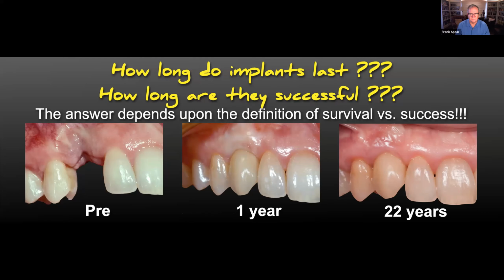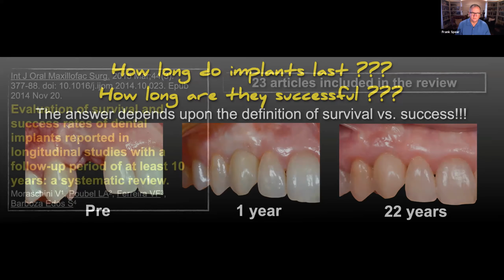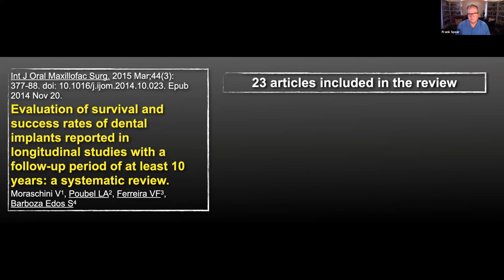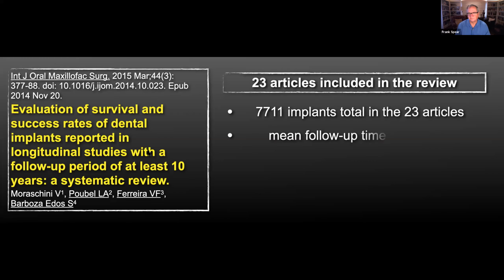But if we really look at what the literature says, and it's difficult because you want to find systematic reviews that evaluate large numbers of cases, I looked yesterday to see if I needed to update this slide. This was a 2015 systematic review using 23 different papers and almost 8,000 implants. The average follow-up time is 13.4 years. To me, that's a problem. 13.4 years isn't very long. If you put in a restoration and it failed in 13.4 years, you'd be going, wow, that's not very good.